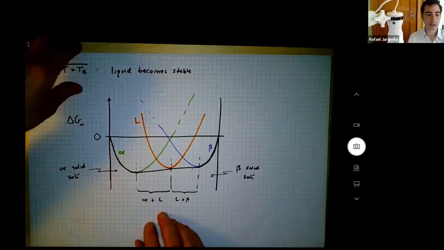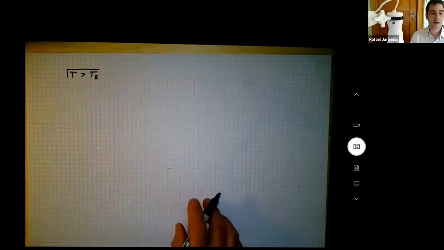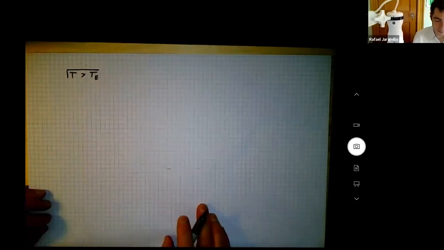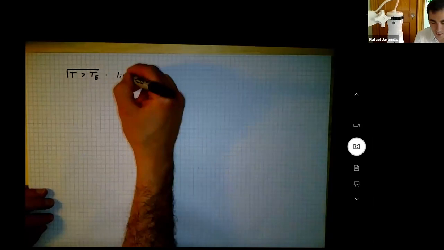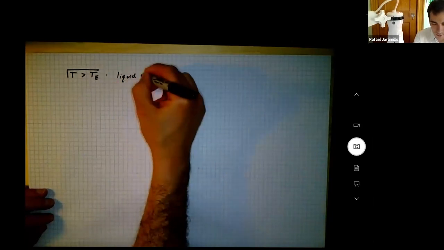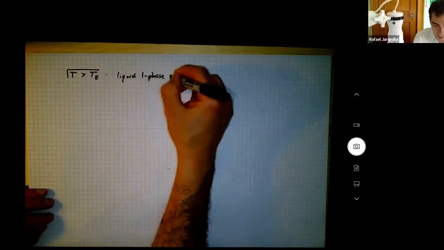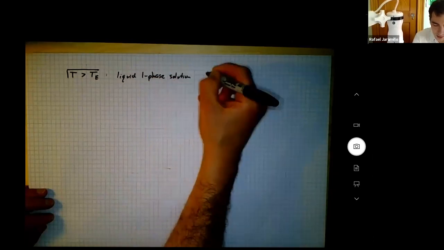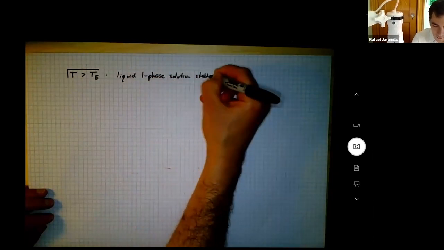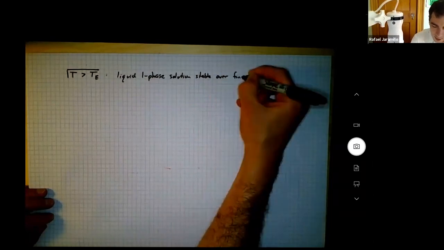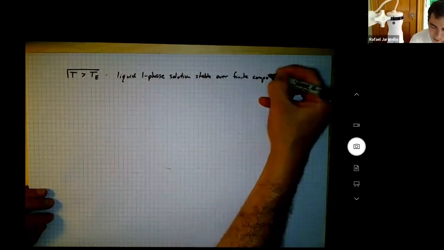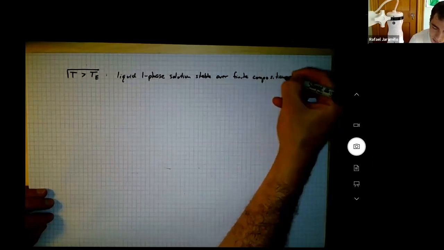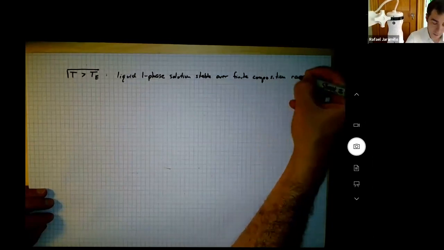Let me finish this sequence here with a free energy composition above the eutectic point. This is a liquid one phase solution stable over a finite composition range. What does that look like?